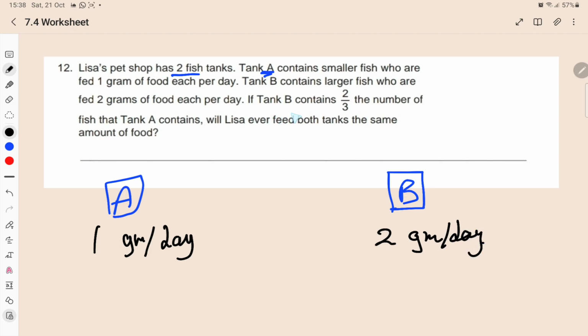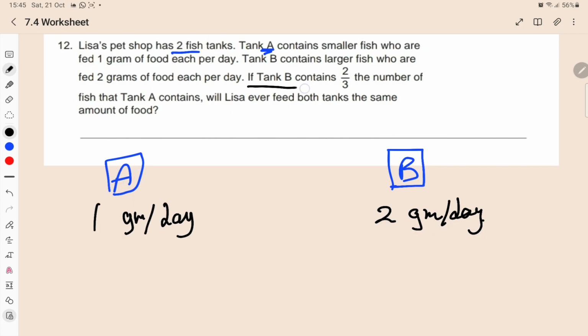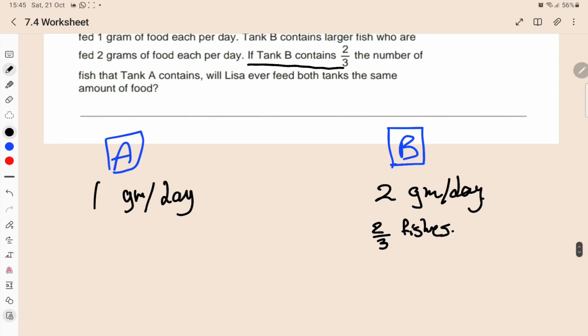If tank B already contains 2/3 the number of fish that tank A contains, will Lisa ever feed both tanks the same amount of food? This is the question. And take care here. Tank B contains 2/3 the number of fish that tank A contains. So it has 2/3 fishes of tank A. For example, if this one has 3 fishes, so this one has only 2 fishes. Okay? So 2/3 fishes. Let's convert this to equations.